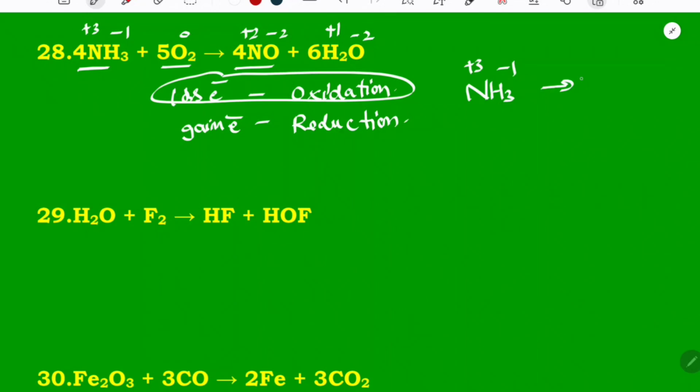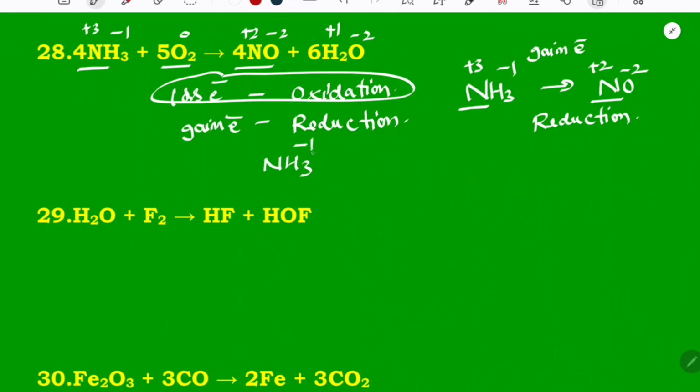At the same time, you can see NO. This is -2, this is +2. Means nitrogen going from +3 to +2, what happens? Gain of electrons. So gain of electrons means this is reduction. This is reduction.